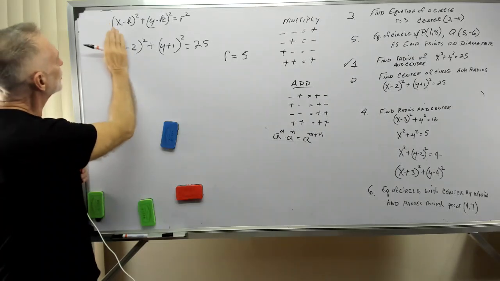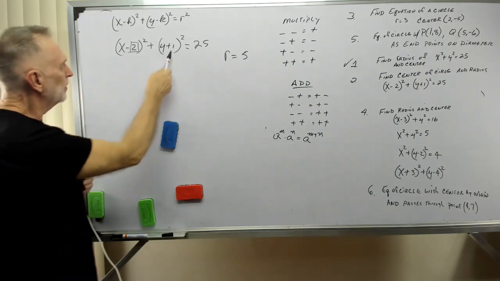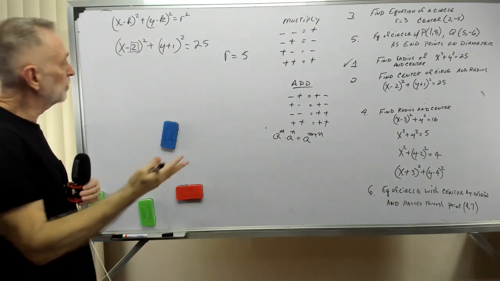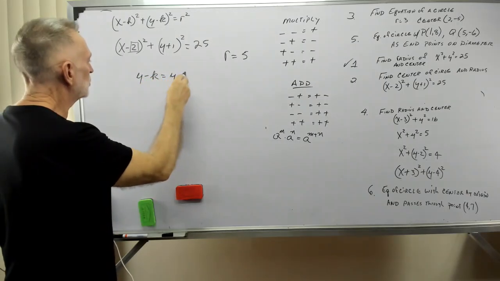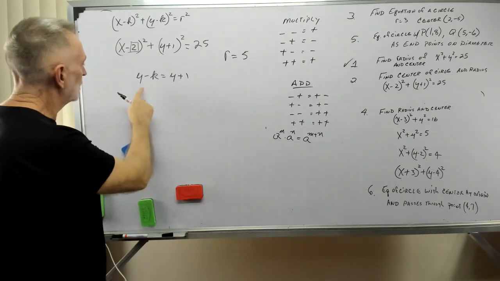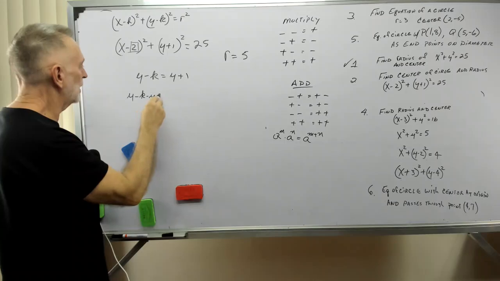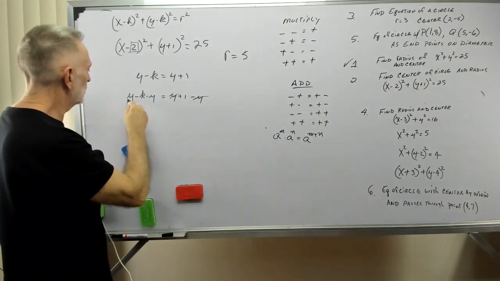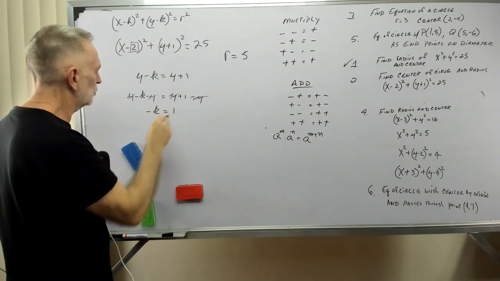x minus 2, put your hand over the x minus. That's that term. But what about this one? y plus 1. I don't have a y minus k or minus something. So I can do this. y minus k equals y plus 1, and solve for k. If I subtract y from both sides, y minus k minus y equals y plus 1 minus y. The y's cancel. I have minus k equals 1.